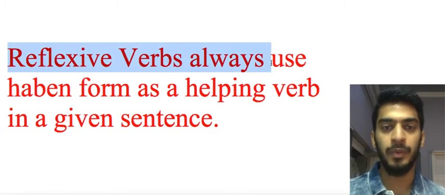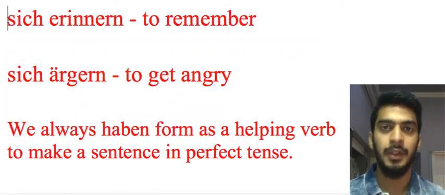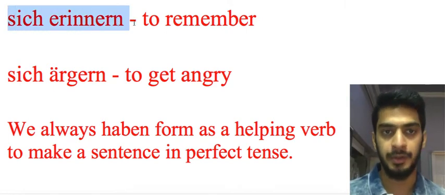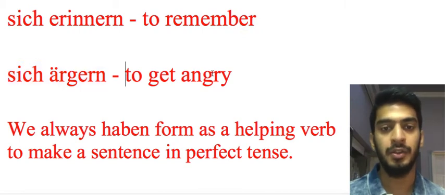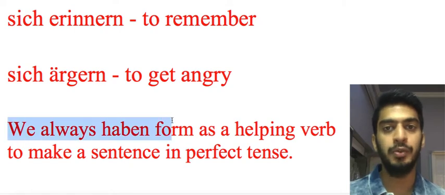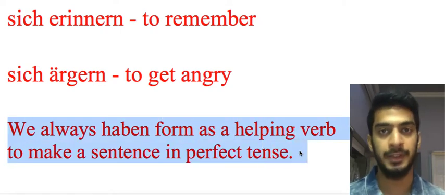Reflexive verbs always use the haben form as a helping verb in a given sentence. We have two examples here for reflexive verbs. Sich erinnern, which means to remember. Sich ärgern means to get angry. Now, for this category, we always use the haben form as a helping verb to make a sentence in perfect tense.